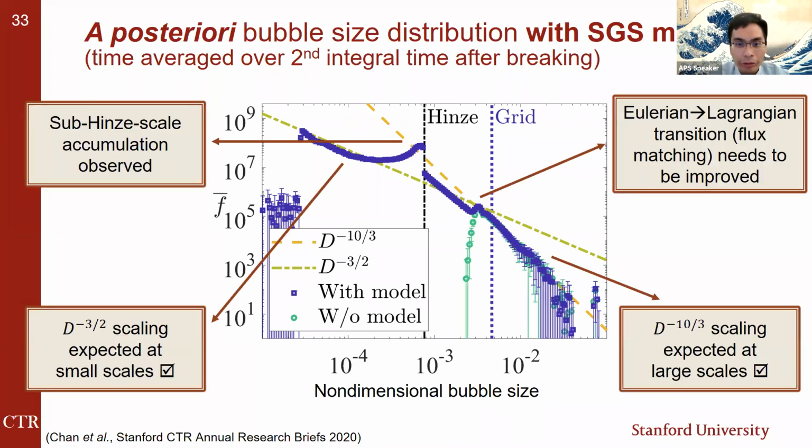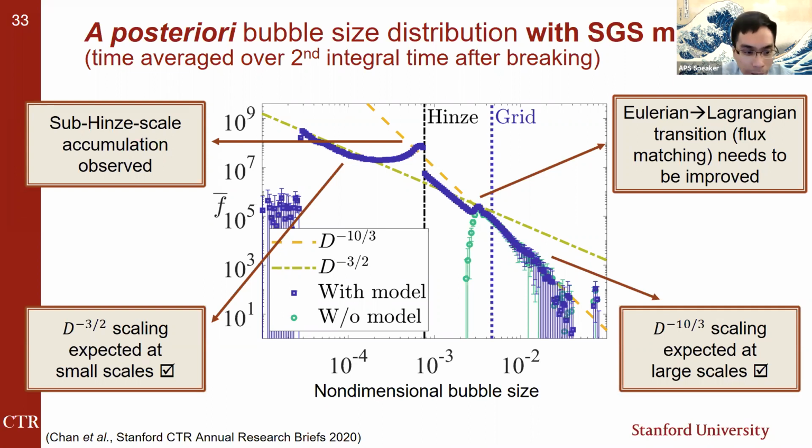So we have 4 key observations in this distribution. So let's begin in the bottom right corner. For these supergrid scale bubbles, we expect a negative 10 power law scaling, and we do indeed see this, both with and without the model. So without the model gives us confidence in this distribution above the grid scale, and the agreement between the two tells us that the model is not distorting the supergrid distribution.